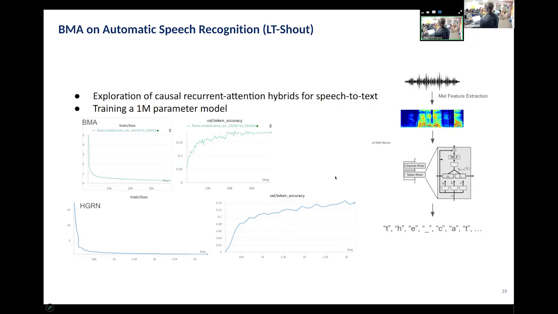What's the word error rate? Just so we have some scale. The thing was in the 20%, I can't remember. But it was comparable to HGRN, and somehow much better than the transformer model, GPT-2. I'm not sure why. Anyway, just to show that this also works in small networks, with less than 1 million parameters. I should mention here that the BMA always has twice the state size, because you also have the variance here.